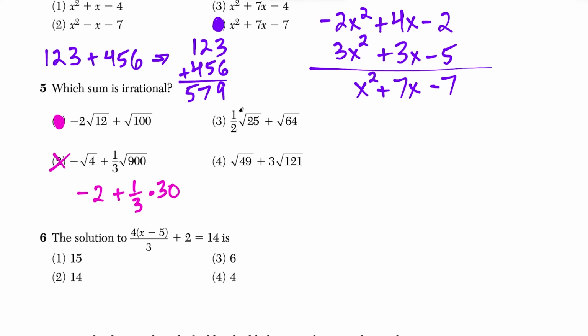It is not irrational. And now for 3, this would work out to 1/2 times the square root of 25, which is 5, and then plus 8. So notice I would have 5 over 2 plus 8. A whole number plus a fraction would be rational, not irrational. And then here, this would work out to 7 plus 3 times the square root of 121, which is 11. And this would give me 7 plus 33. And a whole number plus a whole number is rational. So I can just think my way through this, or we could just use the calculator.